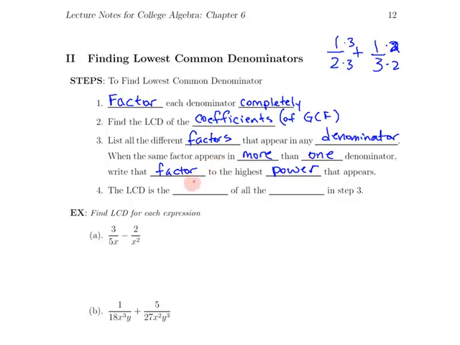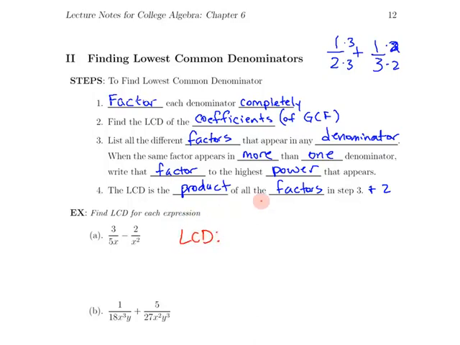The LCD then is going to be the product of all the factors in step 3, and in fact step 3 and step 2, meaning that GCF that we found the lowest common denominators for. All right, let's look at an example. We've got 3 over 5x minus 2 over x squared. For now, let's not even worry about subtracting. Let's just find the LCD.